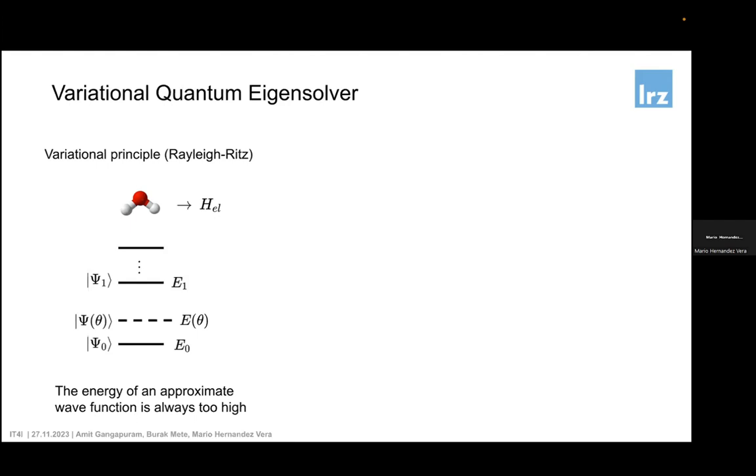Now, the variational principle states that if we have some parameterized wave function, the energy of this parameterized wave function is always too high compared with the ground state energy. And therefore, several algorithms focus on getting the optimal parameters to reduce this gap and in order to get the best value for the energy, even a good representation of your wave function.